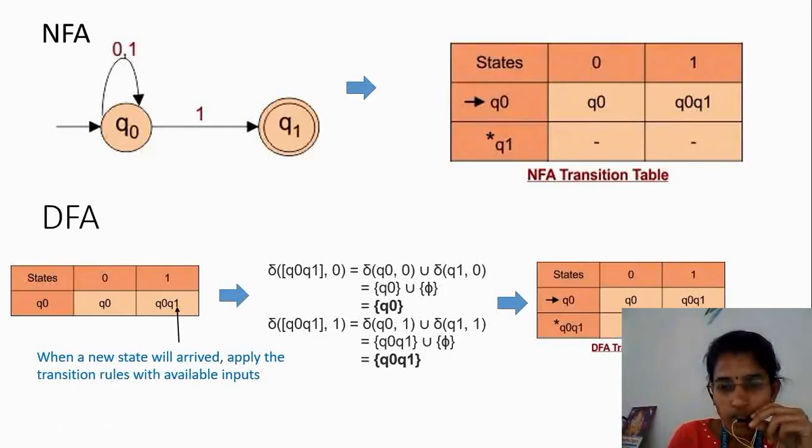The last thing: which one is the final state? In the NFA, Q1 is my final state, but in the DFA, how can you find it? The states that are combined with the final state, consider all of them as final states. So here I consider Q0, Q1 as my final state, because Q1 is present in my new state. Based on my DFA transition table, I go on to draw the DFA diagram.